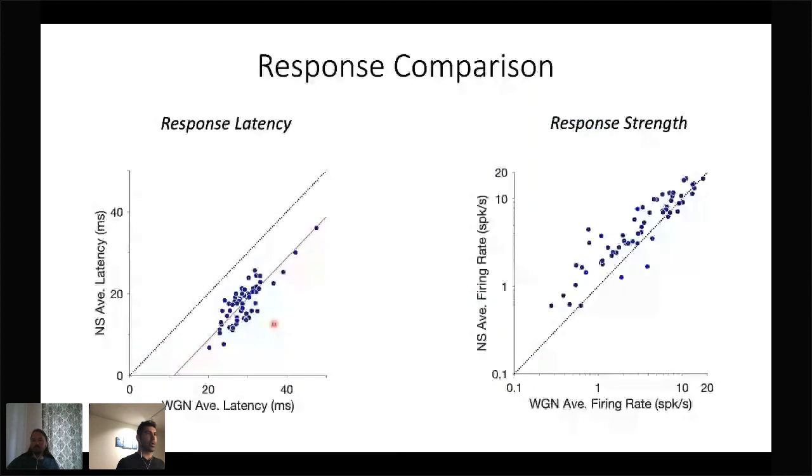We also looked at the whole population of the V1 cells, and for each cell we plotted the response latency to natural scenes against the response latency to white Gaussian noise, and we did the same thing for the firing rate of the neurons. For the response latency, we noticed that all cells responded with a shorter latency to natural scenes, which was on average about 11 milliseconds shorter than white Gaussian noise. And most V1 cells responded with a higher firing rate to natural scenes than to white Gaussian noise images.